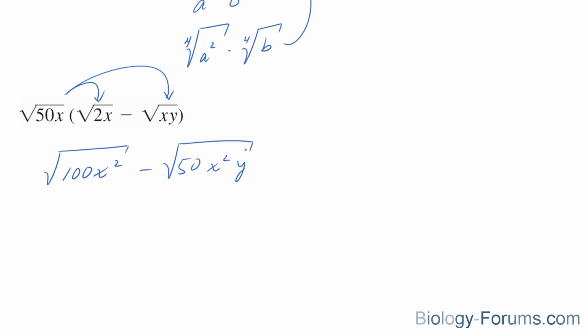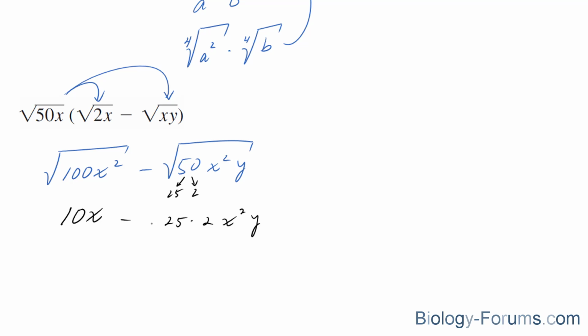Now don't be tempted to conclude that this is the answer. Both the x and the 100 are perfect squares. And as such, the answer becomes 10x. And in this case, 50 is not a perfect square, but it can be broken down into a perfect square as 25 and 2. And let's just go one step at a time so we don't get confused.